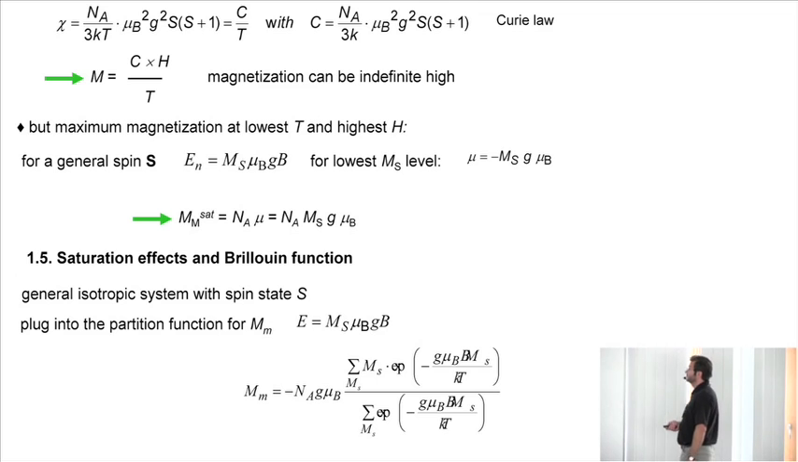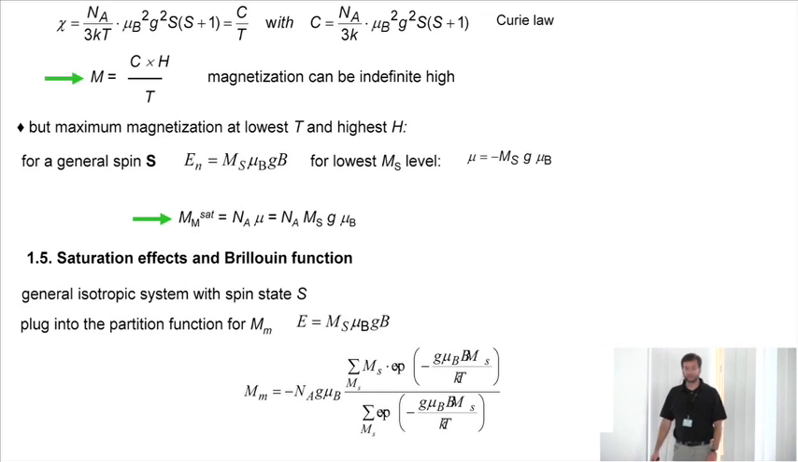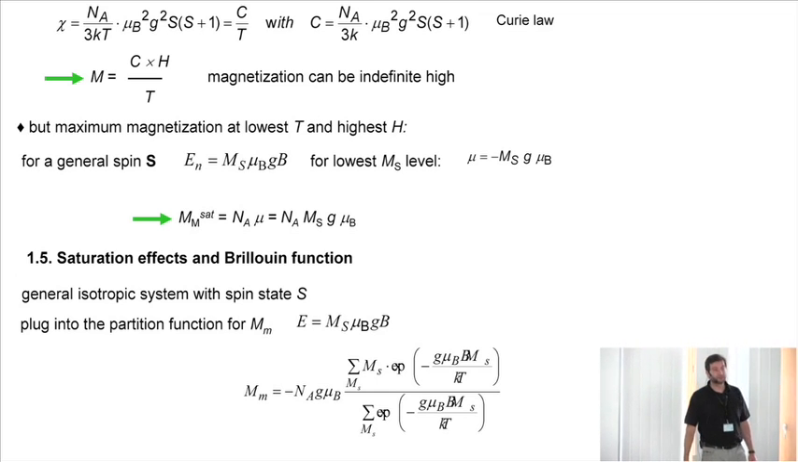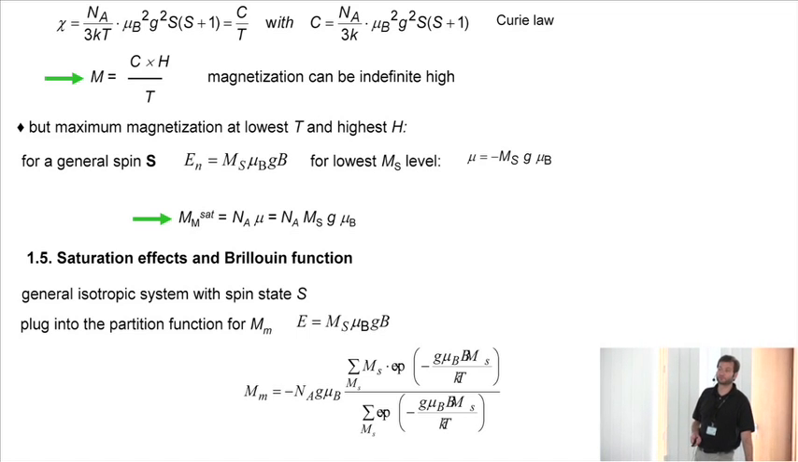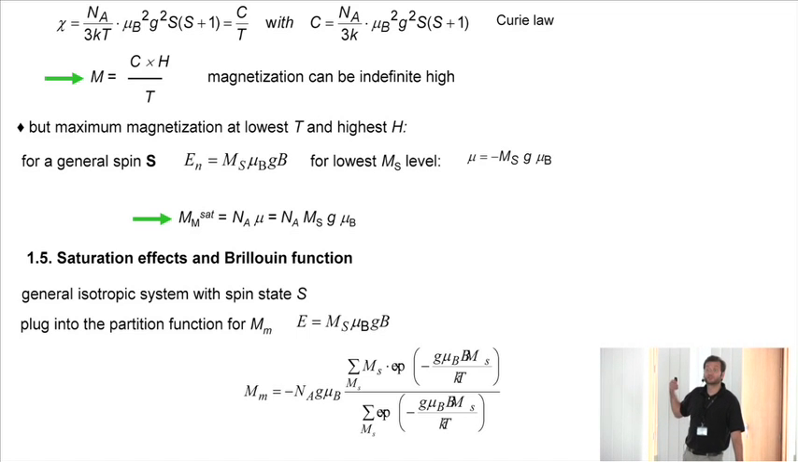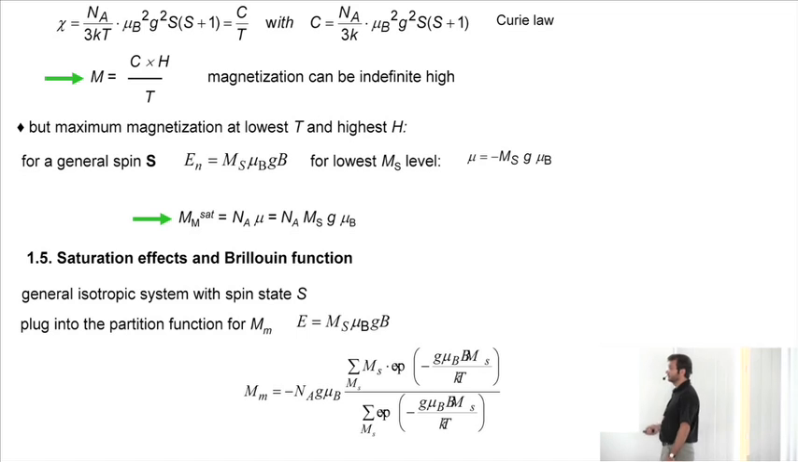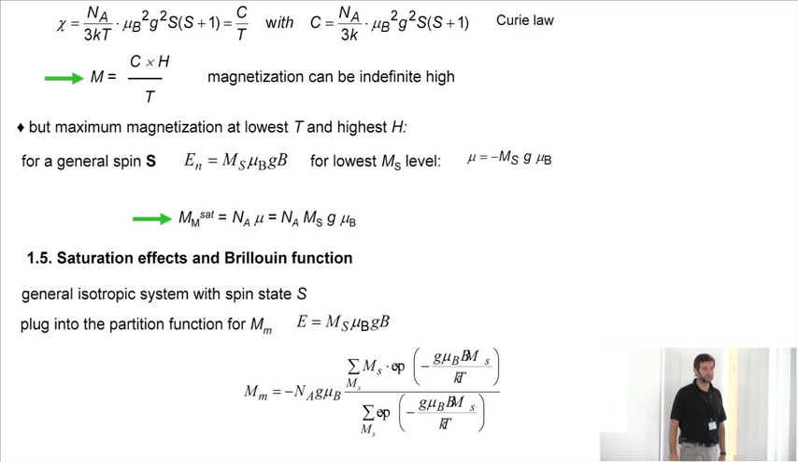If we take into account the saturation effects, we have to get to a new equation. We got to the Curie law by plugging the energy of our S equals something, our Zeeman law, into the Boltzmann equation. So we don't want to have an approximation, so we have to plug it now into the real equation, as I call it all the time.